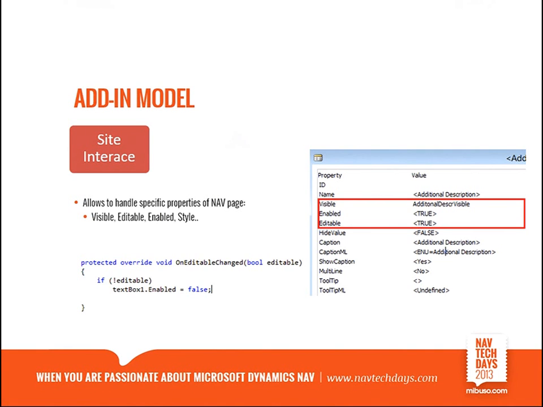So for the site interface, you have an ability to automatically check when fields inside of the page, for example the visible, enabled, or editable property, or the style expression as well, have changed. Anytime one of these properties is changed, you can write code which will automatically be triggered inside of your add-in. So we have a one-to-one relationship between these things. It's kind of like an event.